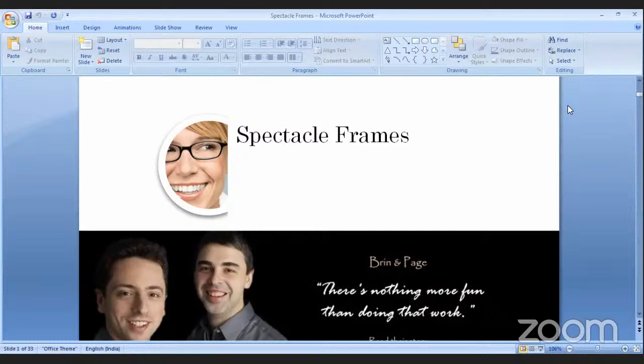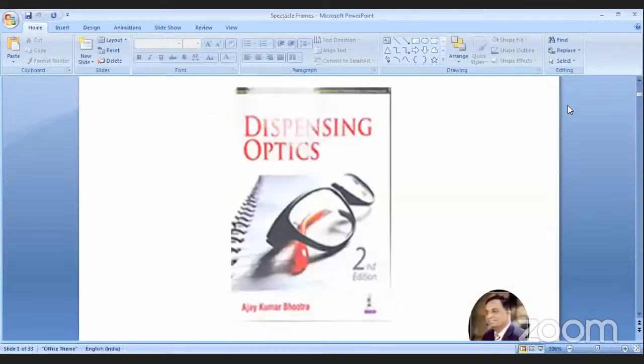Okay, today we are going to talk about spectacle frames. Again, most of the materials have been taken from my book, Dispensing Optics.